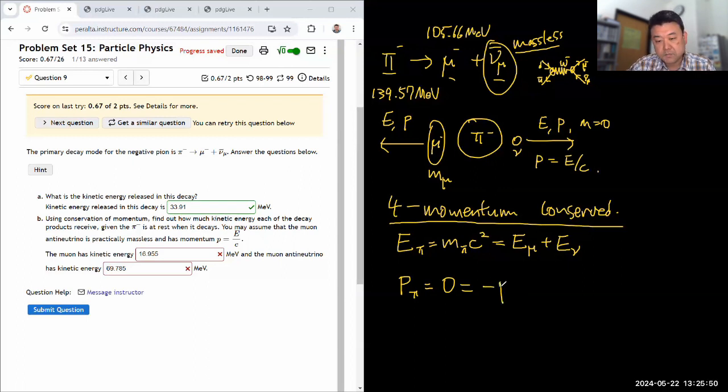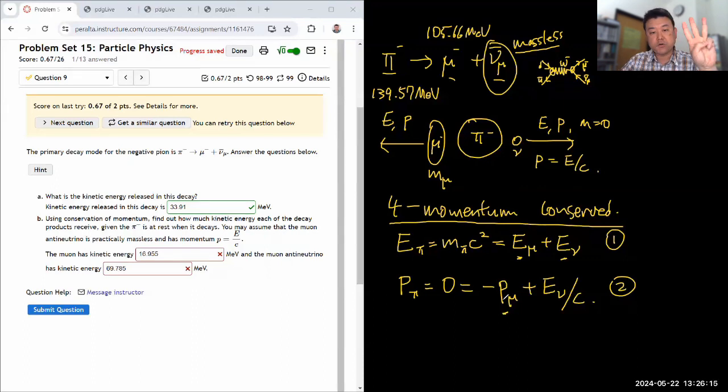So minus momentum of the muon plus the momentum of the neutrino, which is going in the positive direction, and which will be the energy of the neutrino divided by c. So I have two equations. Let's see how many unknowns we have. We don't know the energy of the muon, we don't know the energy of the neutrino, and we don't know the momentum of the muon. So we have three unknowns, two equations, which isn't enough. We need a third equation.